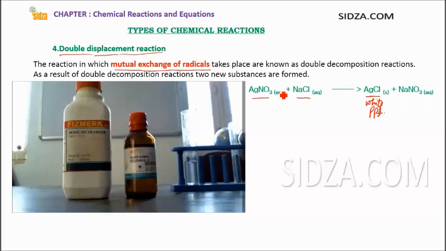So here in this reaction, two compounds exchange their radicals, right? Silver reacts with the chlorine and sodium reacts with the NO3. So this is a double displacement reaction. Let's see the reaction here. I have prepared a video of the same reaction where I am going to react silver nitrate with the sodium chloride.